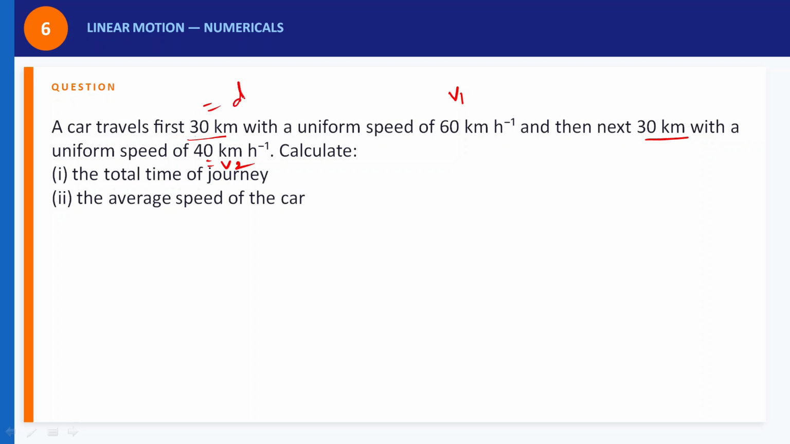Distance D1, D2. Then total distance D equal to D1 plus D2. Then D equal to 30 plus 30. That implies total distance D equal to 60 kilometers.